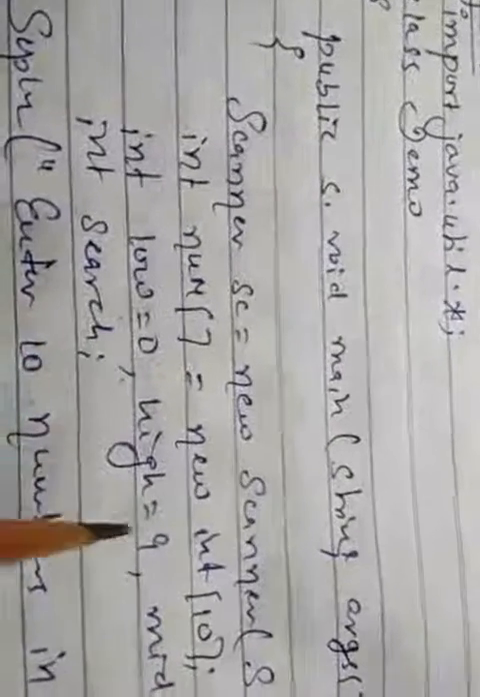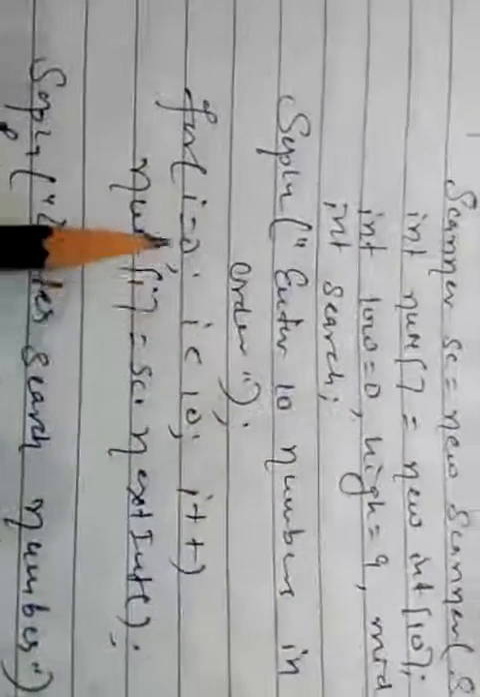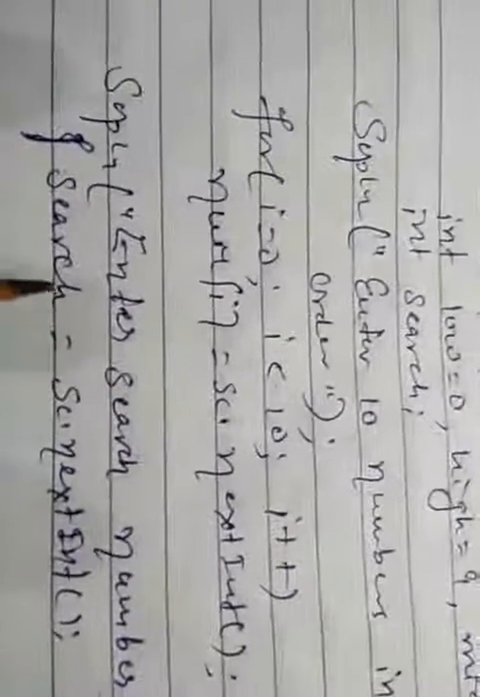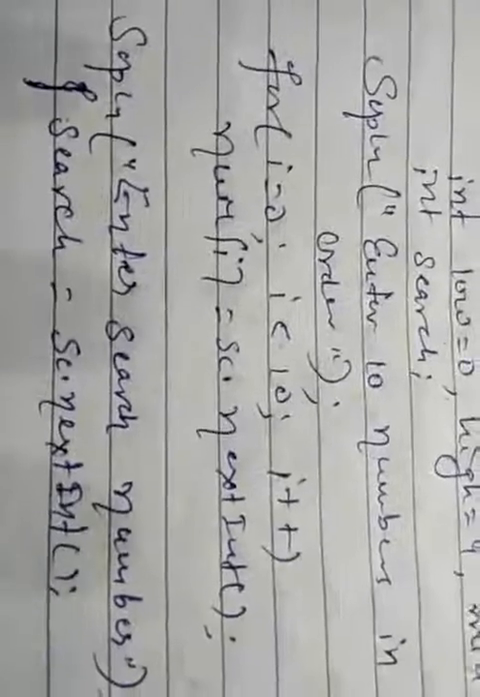Now here this is the program of binary search. We have declared one array of size 10, and the value of low is 0, high is 9, and mid and search. Now here we are inputting 10 numbers in ascending order. So this is the statement for inputting data in the array, and here we input the search element.